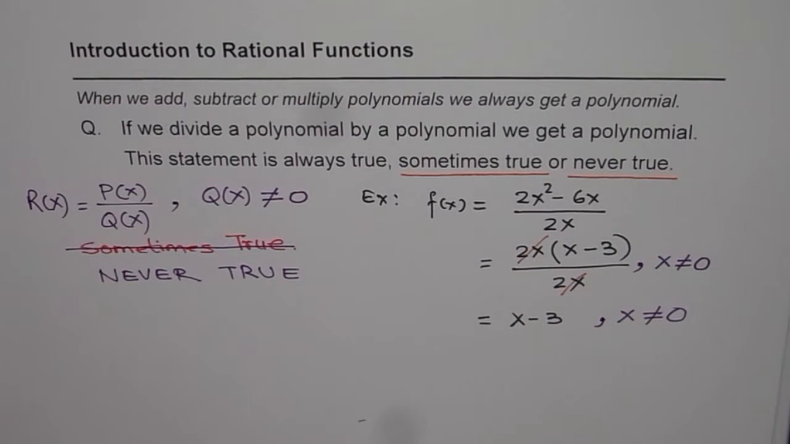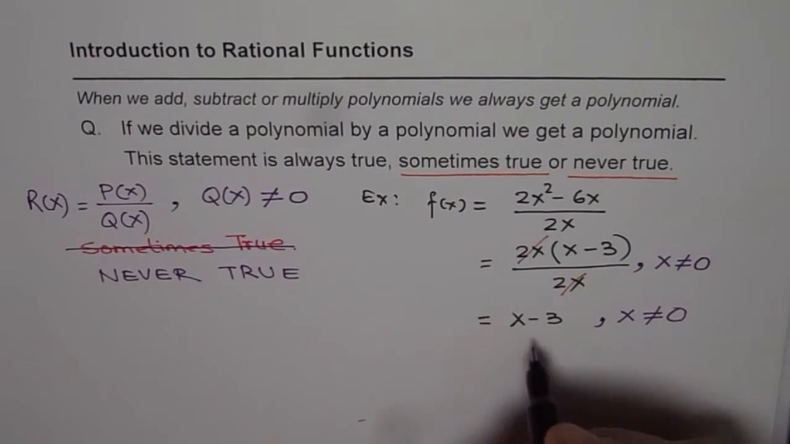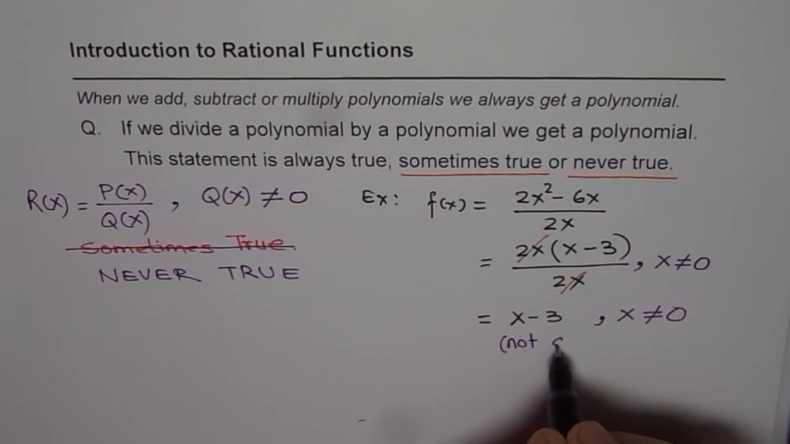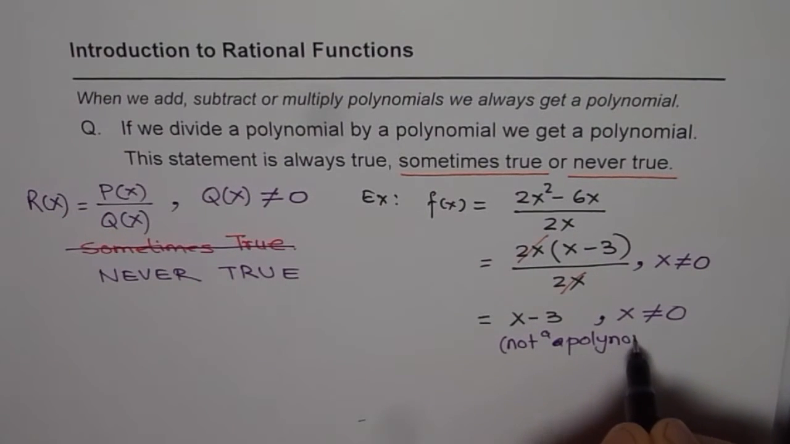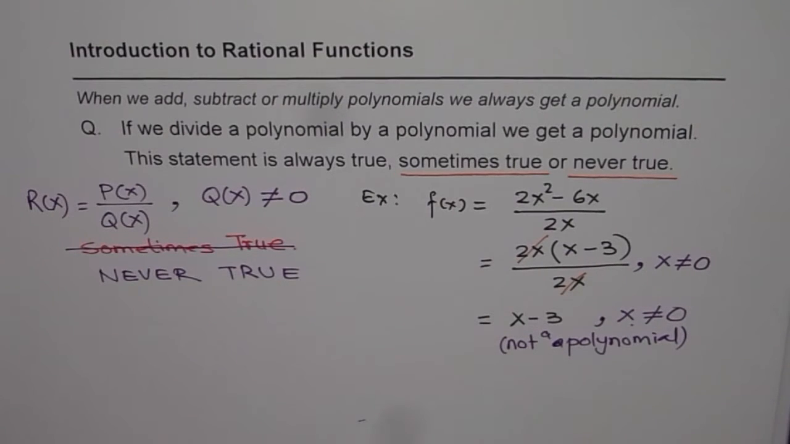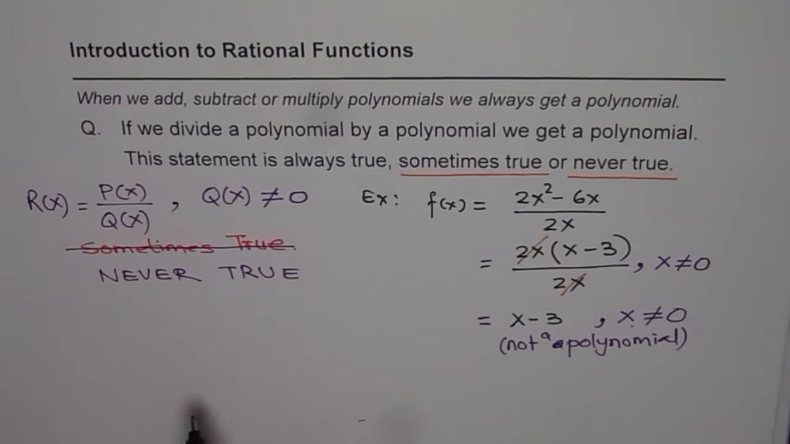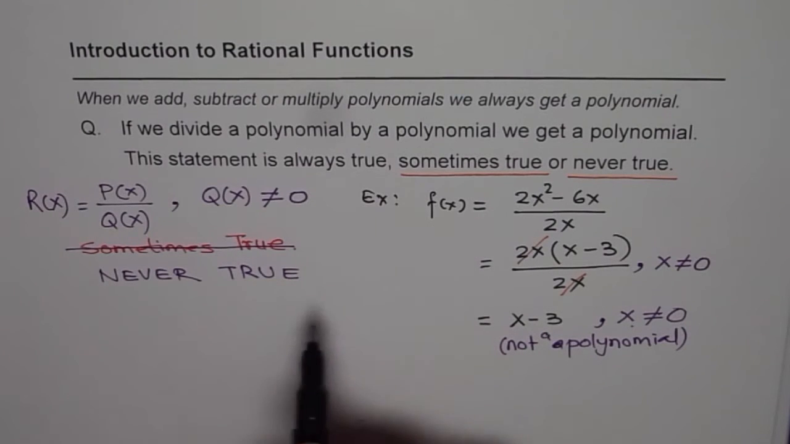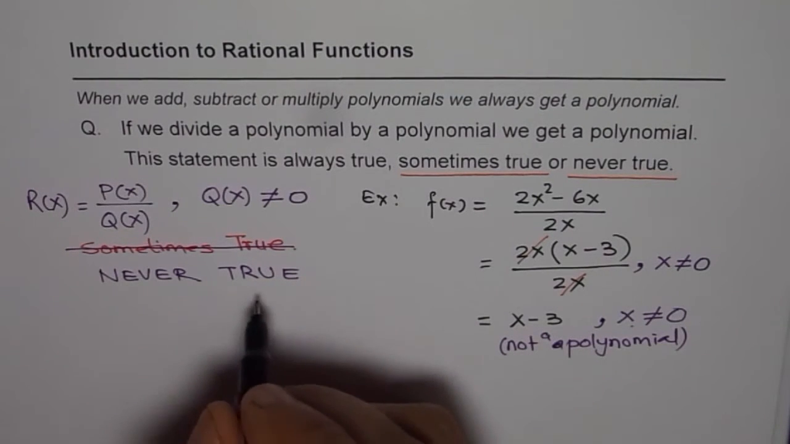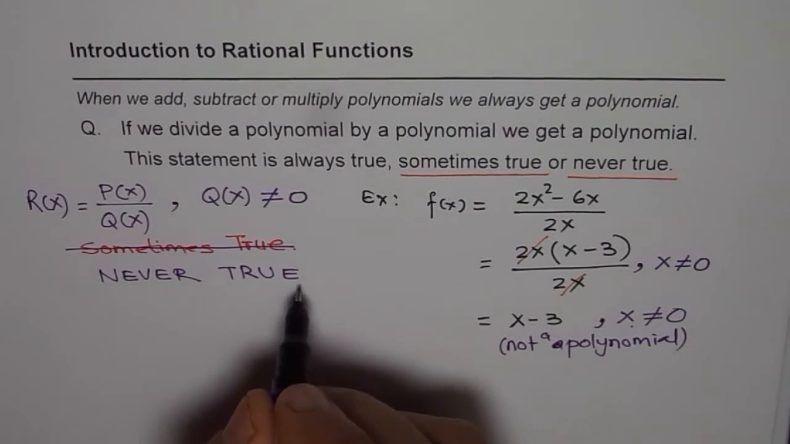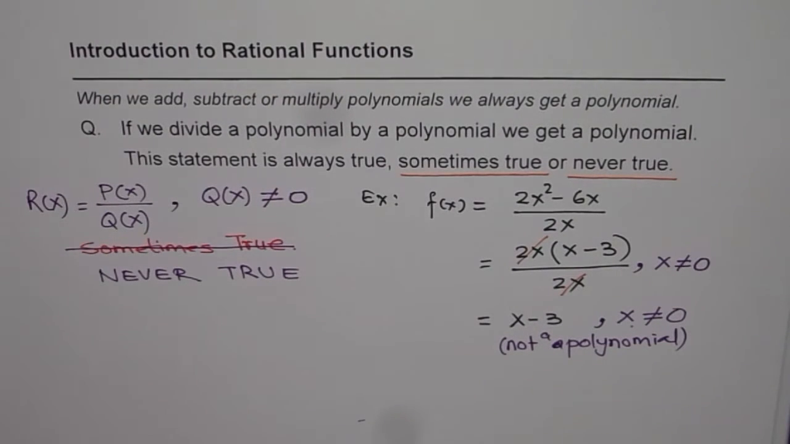Now it is equal. But in a polynomial, we do not have any restrictions. So this is not a polynomial. Do you understand? Since it has a restriction. And therefore, whenever you divide a polynomial by another polynomial, it is never a polynomial. It is always a rational function. Never true. That is, polynomial divided by polynomial is not a polynomial. I hope you get it.